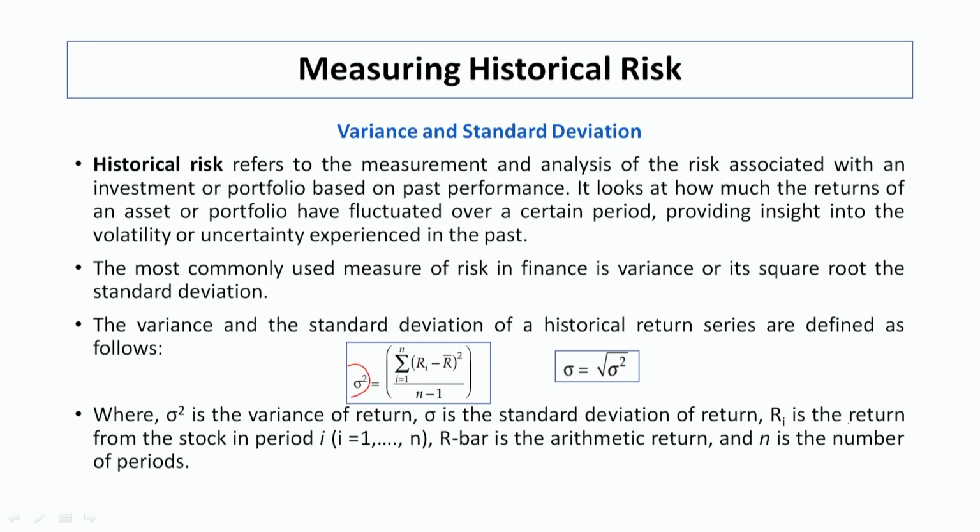So, Ri is the total return or the return of the stock for a period i, that is 1 to n number of periods that we are going to consider. R bar is the arithmetic mean or the average return of the particular series, and n is the number of periods that are under consideration.